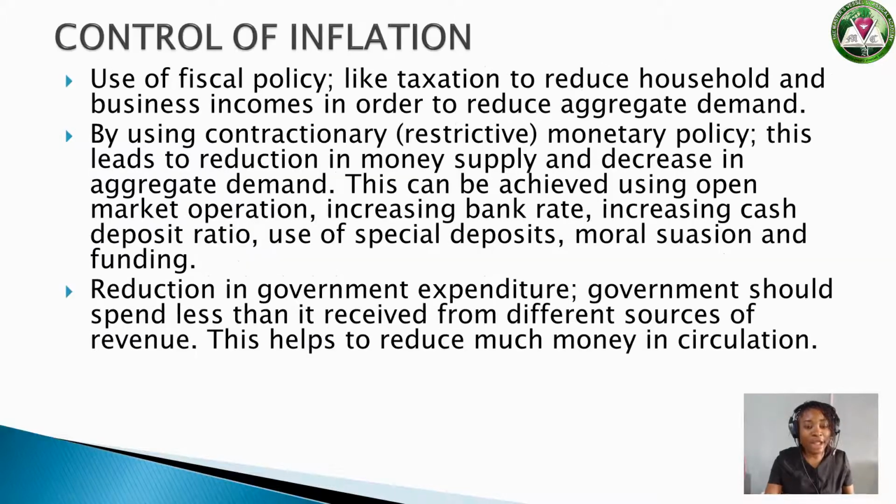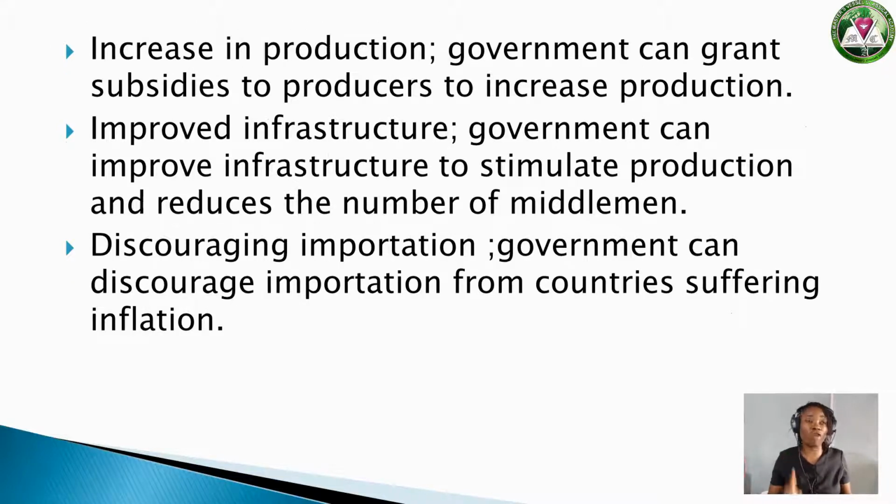All these ones that I've mentioned, all these controls, use of fiscal policy, use of contractionary monetary policy, reduction in government expenditure, they are to solve demand problem. You use these three to solve demand problem. Remember that I said that in one of the types of inflation, demand-pull inflation, you have excess demand with limited supply. So those first three controls are to control demand problem. Now let's look at supply problem.